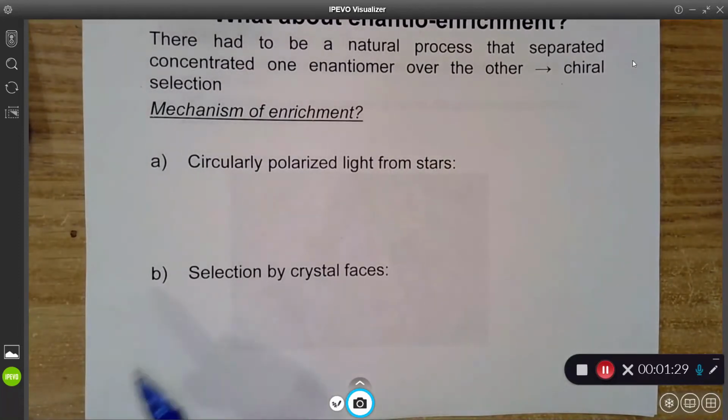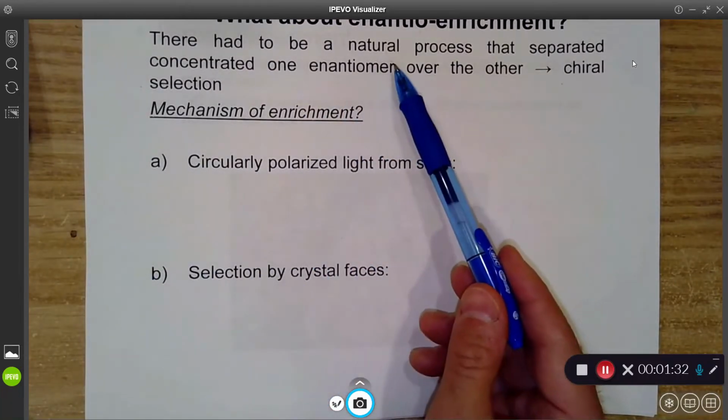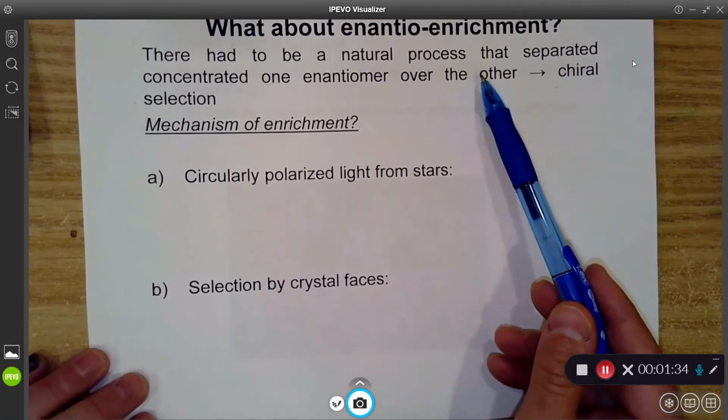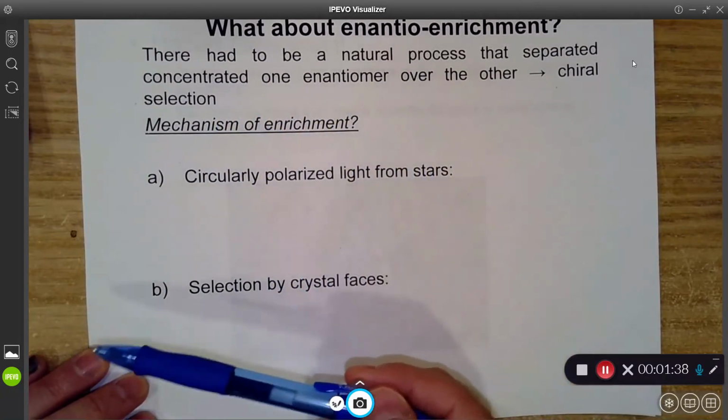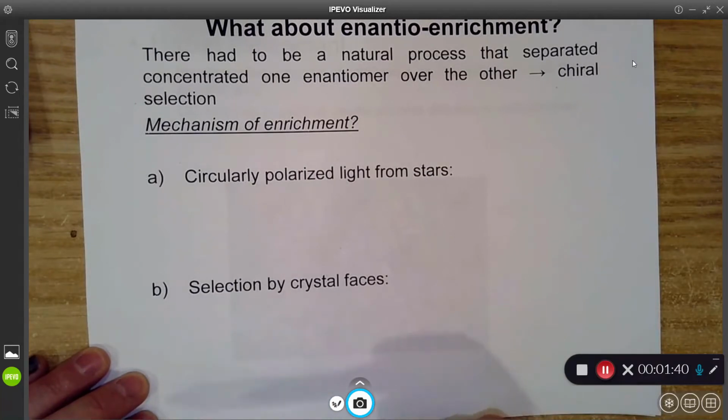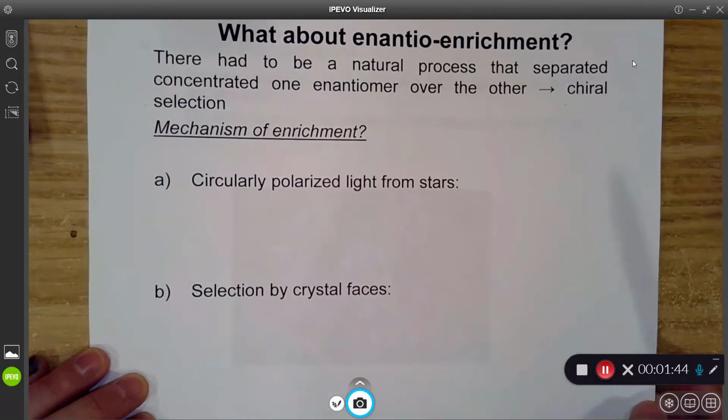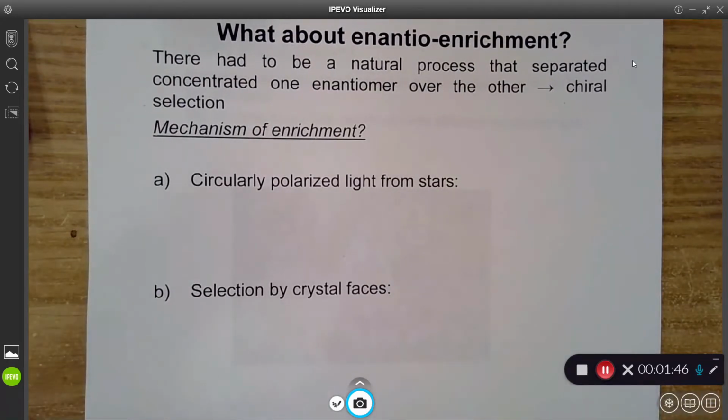So there must have been some type of natural process that separated or concentrated one enantiomer over the other. There must have been some form of chiral selection. And how was that implemented? How did the universe do that? And what was the mechanism of enrichment? So there are a number of theories out there, and I'll just highlight a few of them.